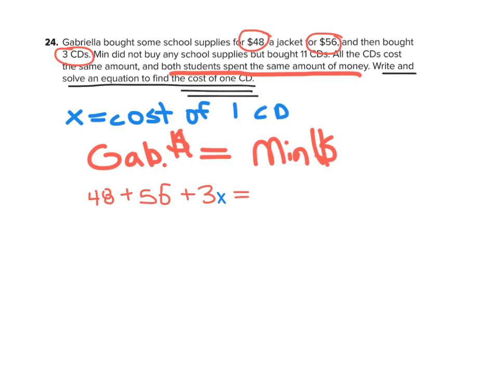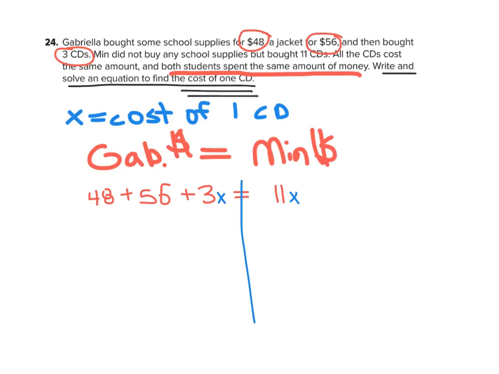Now it says Min did not buy any school supplies, so that's going to be 0 for school supplies, or we don't have to write 0. But it does say he bought 11 CDs, so that would be 11 CDs times the cost of each CD. At this point, we have an equation because we have Gabrielle's amount that she spent equal to Min's amount, and x is representing our unknown, our cost for each CD.